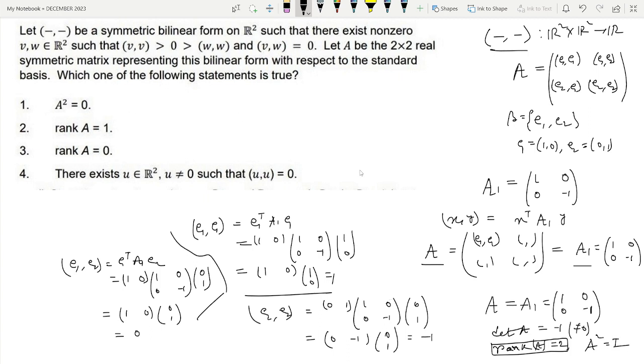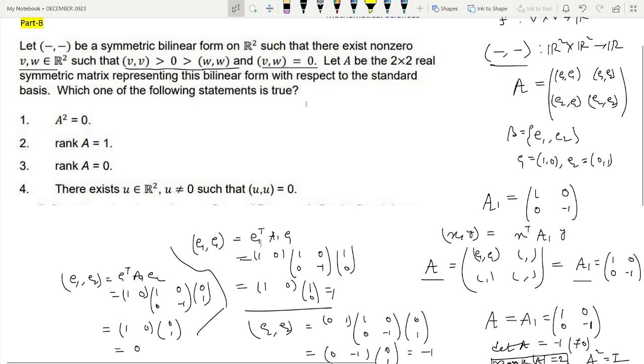So option 1 for this bilinear form. Look at the question. We have to check that if this option is satisfied, there exists a non-zero v, w belonging to R2 such that this condition holds, this and this. So for this, just check.